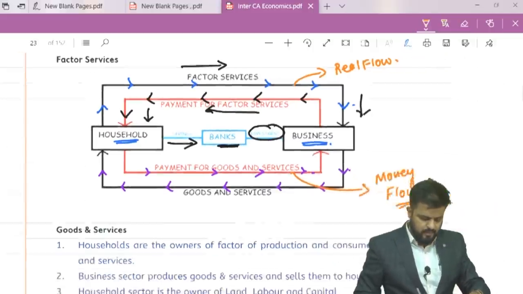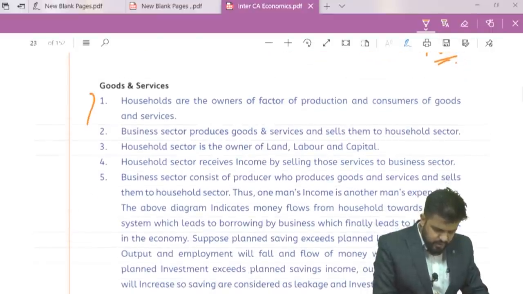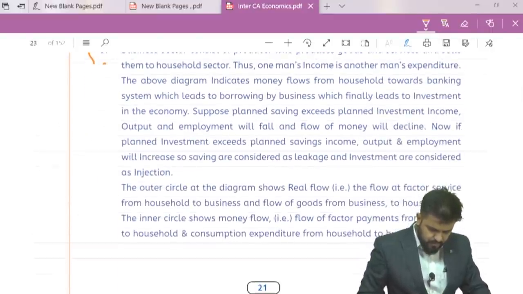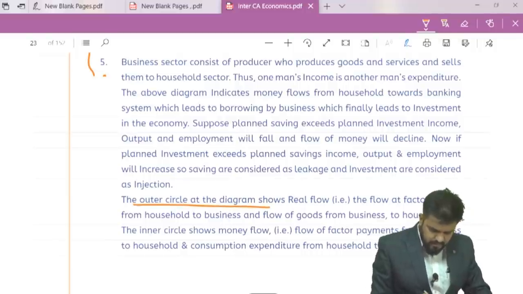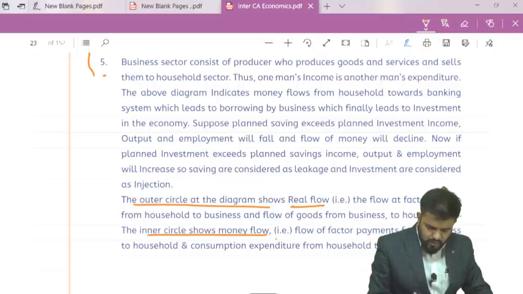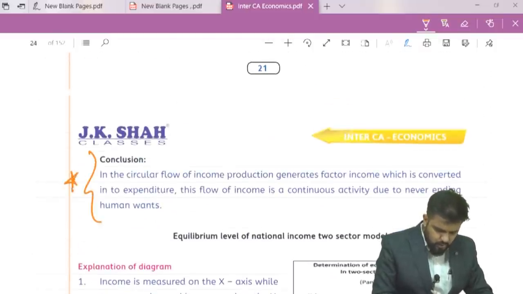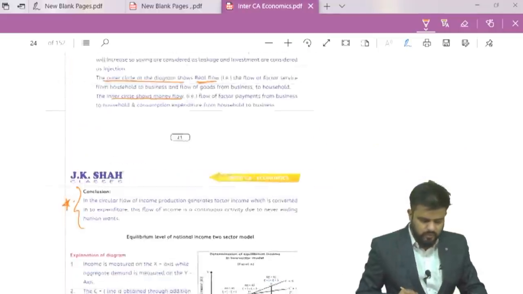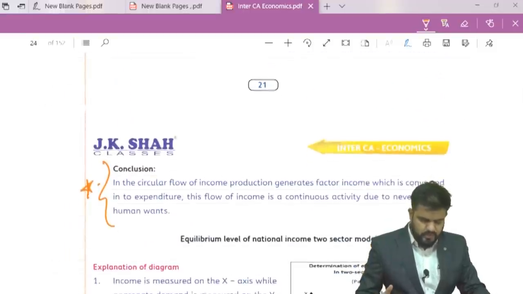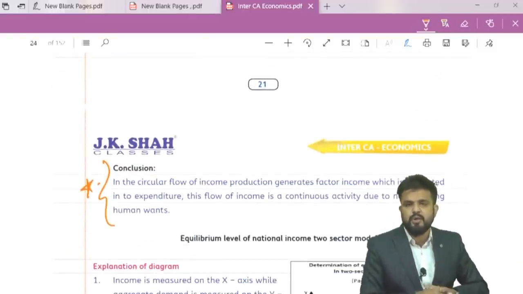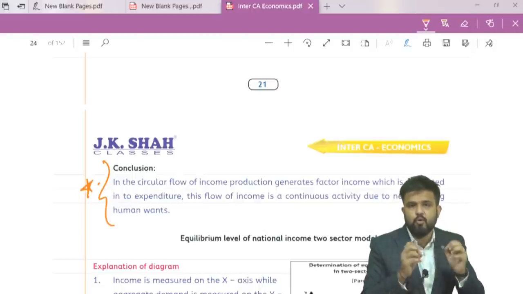So students, you can see here, a precise answer is given. Mention all the points. Then they have explained the outer circle of the diagram. The inner circle is money flow, the outer is real flow, and also support your answer with a conclusion. So it can come for 3 marks, maybe. Not sure about the marks, it depends upon the institute. Very easy. You can definitely put it in your own words, no problem.